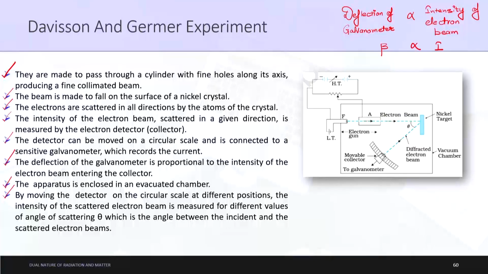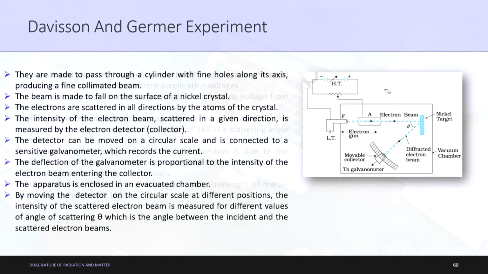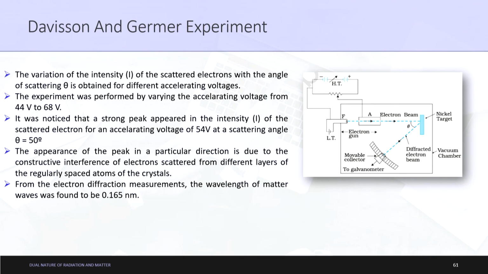So, by moving the detector on the circular scale at different positions, the intensity of the scattered electron beam is measured for different values of the angle of scattering theta. This is the angle between the incident and the scattered electron beams. The variation of the intensity I of the scattered electrons with the angle of scattering theta is obtained for different accelerating voltages.